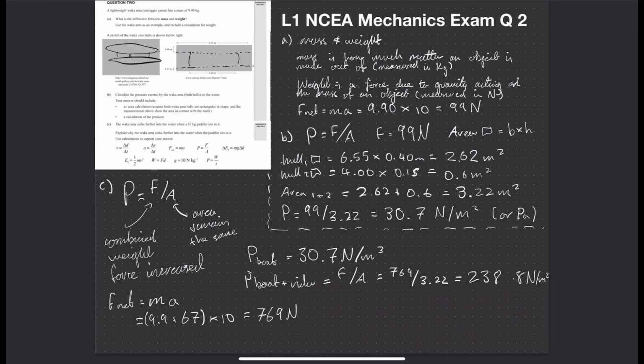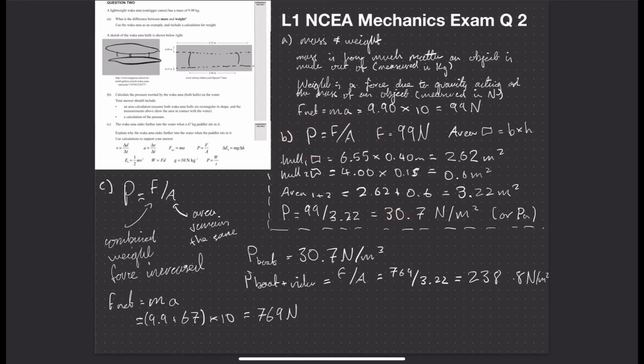Let's look at what we've covered so far. For A, we talked about the difference between mass and weight, how they're not the same, how mass is the amount of matter that makes something up, and how weight is a force due to gravity on the mass of an object, and we then calculated that for our Waka armour. We then calculated, with the details provided, the area that the waka armour would interact on the water, and used that to calculate pressure for our waka armour, as we can see here.